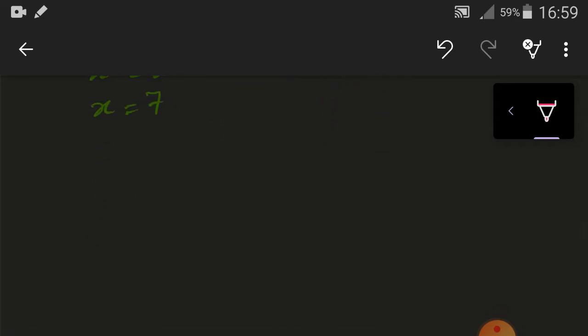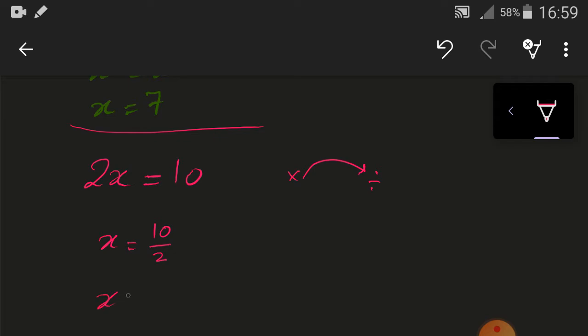Okay, what other operations do we have? We have multiplication, like 2x equals 10. The same, the opposite of multiplication will be division. So this will be x, and you will send 2 to the other side with the opposite operation, the inverse of the multiplication, which is division. So it will be 10 over 2 in one step. The second step, it will be x equals, what's 10 over 2? It's 5.